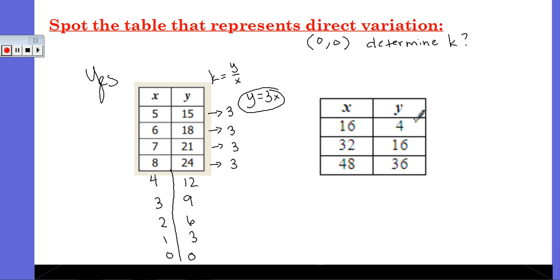Okay. We'll look at this next one, same thing. We don't see 0, 0 here, so we want to determine the k value. Again, y over x is what k is equal to. So we're going to do 4 over 16, which gets us 1/4 in our calculator. 16 over 32 gets us 1/2. We can automatically stop there. These values are not the same, so there is no k value here. Because there's no k value, I don't even have to check for 0, 0, because I automatically don't have a k value. So this is not direct variation.